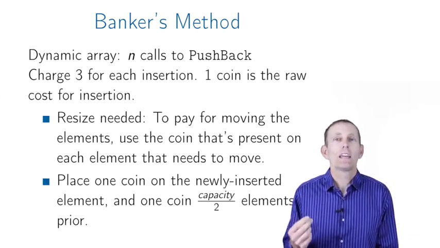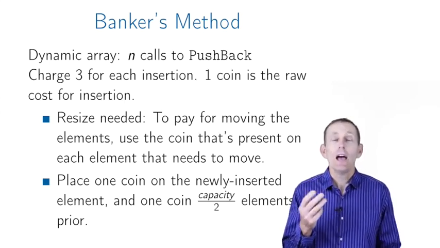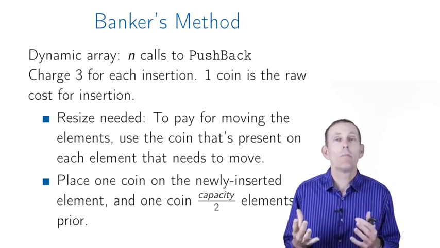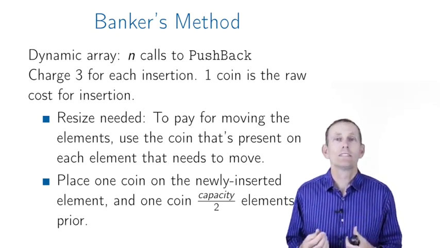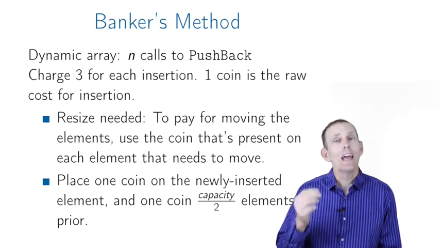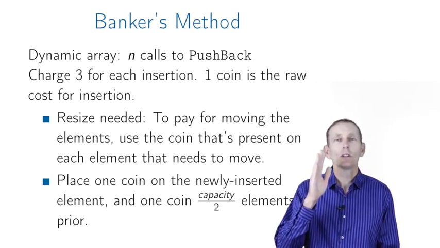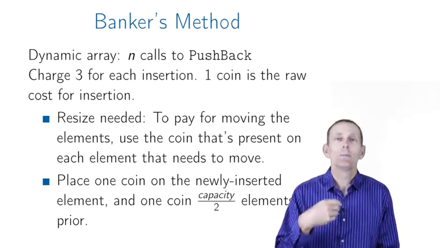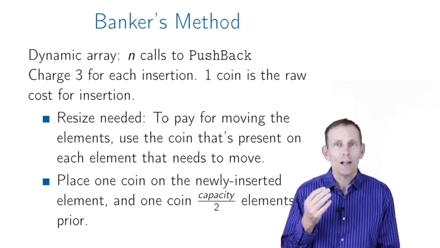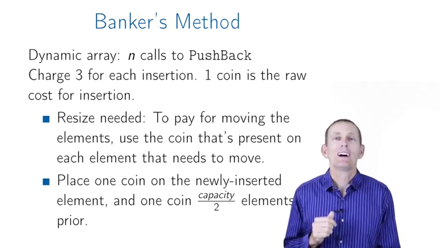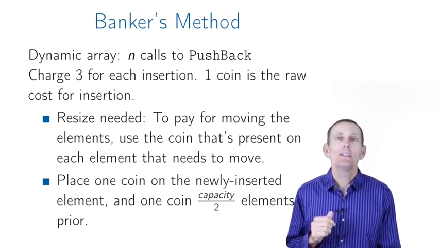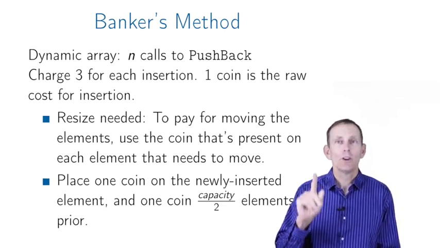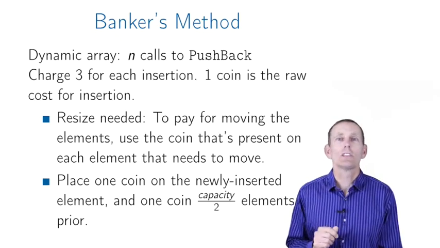So let's look back at how we did this. For this dynamic array, we decided we had to charge 3. For other data structures with other operations, we may have to charge a different amount. We have to figure out what will be sufficient. In our case, 3 was sufficient, and we decided that we would store these tokens on the elements that needed to be moved. So it's a very physical way to keep track of the saved work that we have done, or the prepaid work that we have done. So we charge 3. 1 is the raw cost for the insertion.